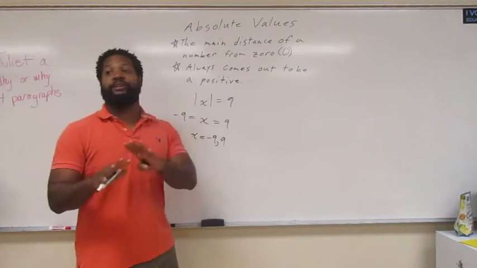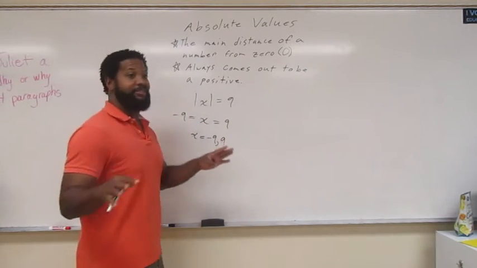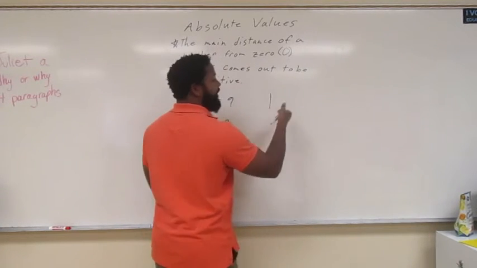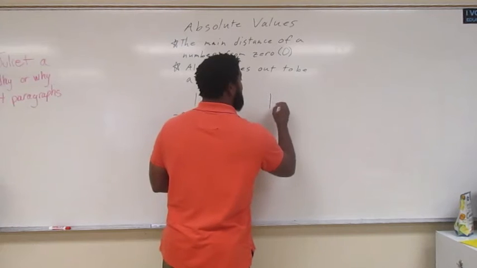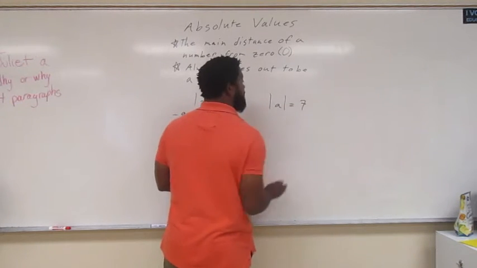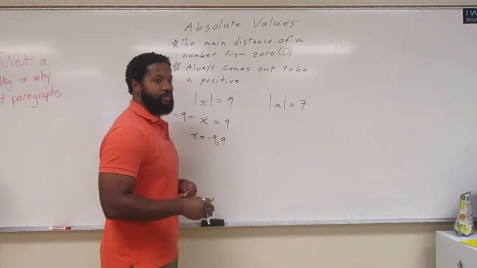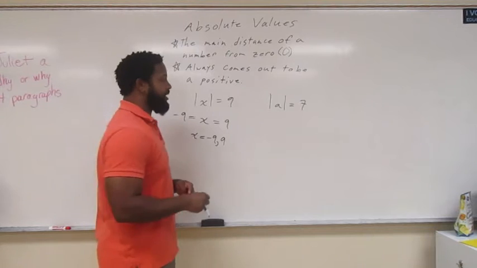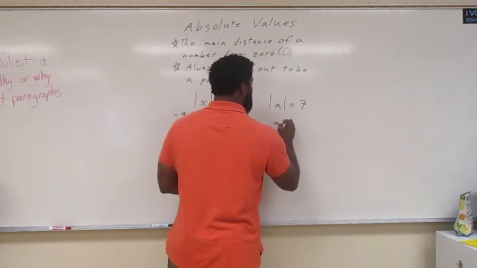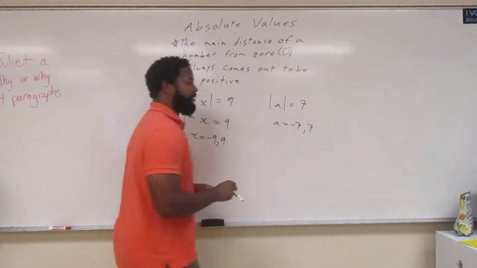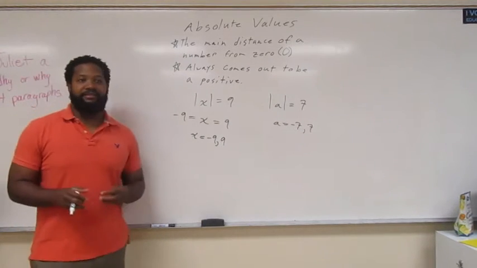I'm not trying to trick any of you. This is plain and simple. Absolute value of, I don't know, A, B, C, D, E, F, G. I don't care. Absolute value of A is equal to 7, right? What is A equal to? -7 and 7. A is equal to -7 and 7, okay? It's that simple.